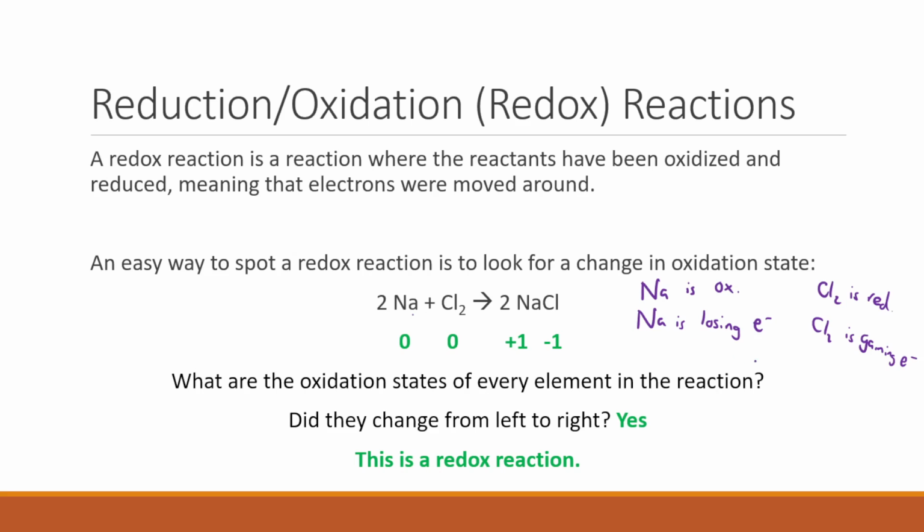And so the thing that's happening in this reaction is sodium is giving electrons to chlorine. Those electrons are being given from the thing that is being oxidized to the thing that is being reduced.